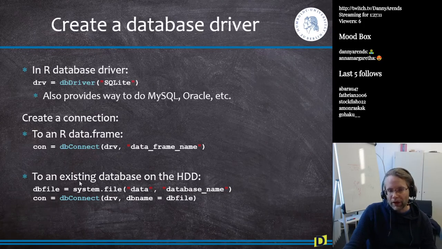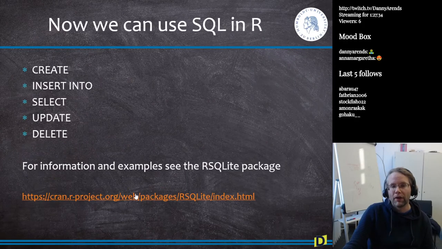You can also connect to, for example, an existing database on your hard drive. So what you do then is say system.file, in the folder data, there's a database called database_name, and then you connect to the db file, which is just the file on your hard drive. And this is really useful. And why is this useful? Because we can now use SQL in R, right? So we can do things like create, insert into, select from, update, and delete. So it gives us these commands to work with.